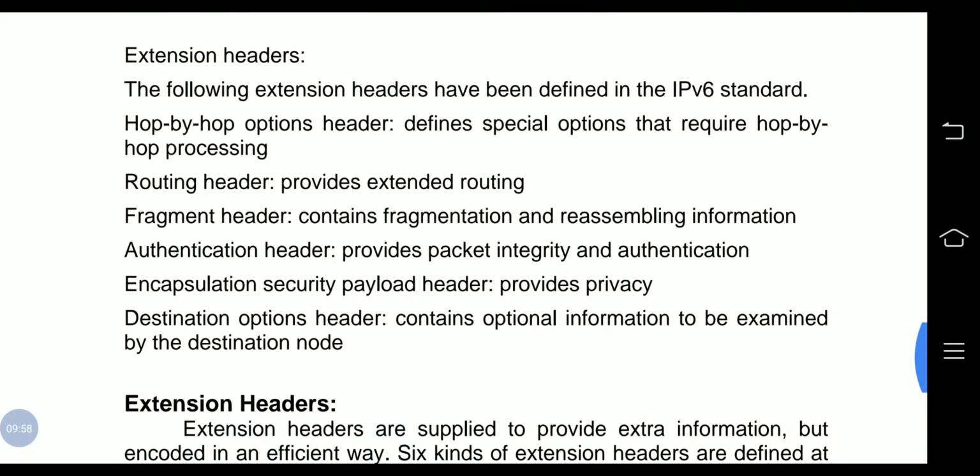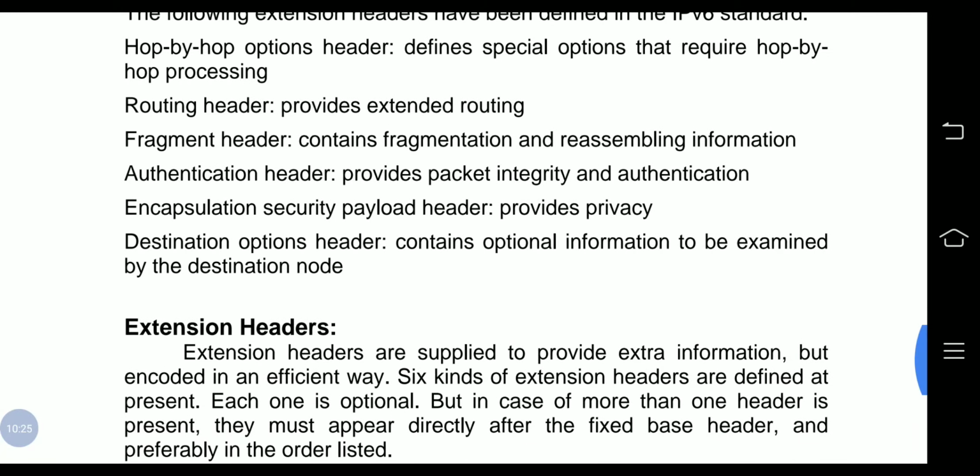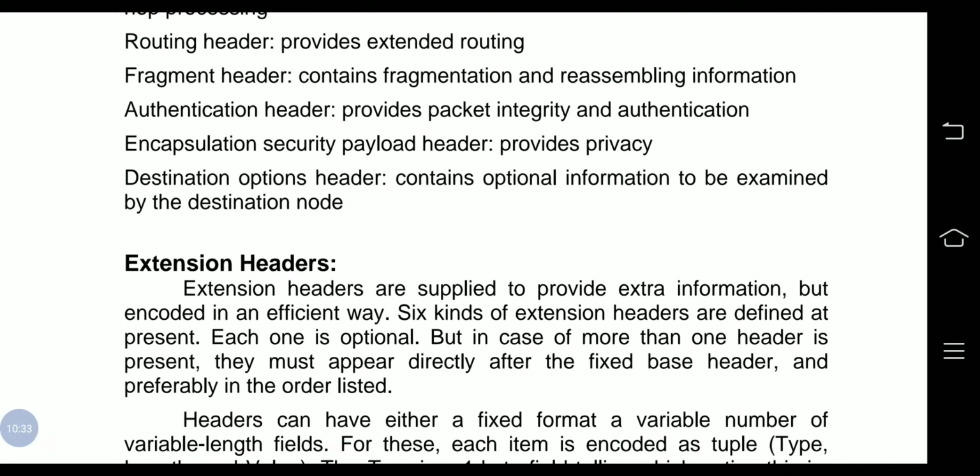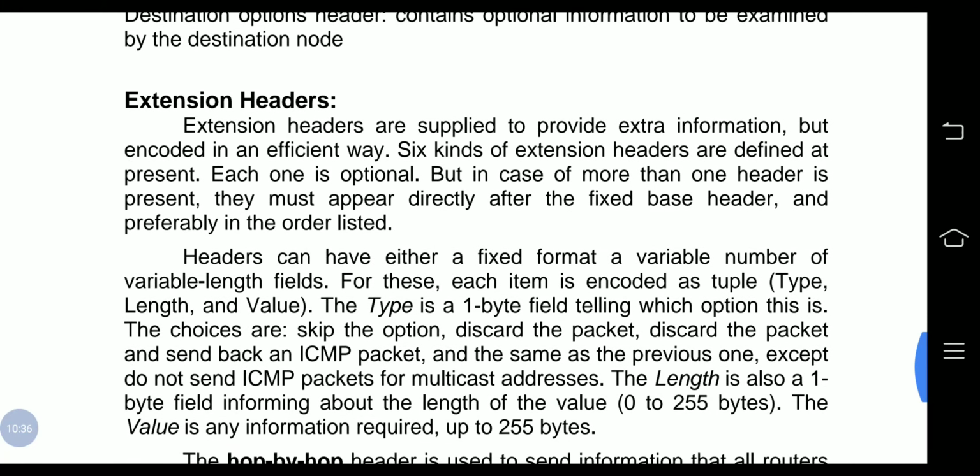Then the routing header provides extended routing. Fragment header: in IPv4 there are direct fields for fragmentation and reassembly, so here the fragment header supports the fragmentation and reassembly information. The authentication header provides packet integrity and authentication. The encapsulation security payload header provides privacy between the communicating parties. And then the destination option header contains optional information to be examined by the destination node.